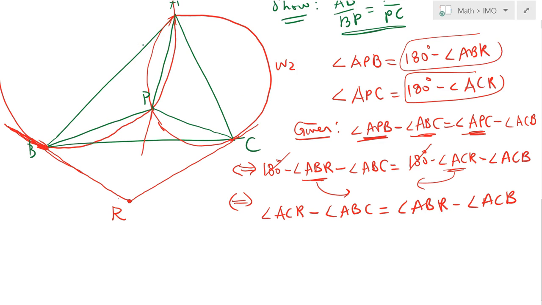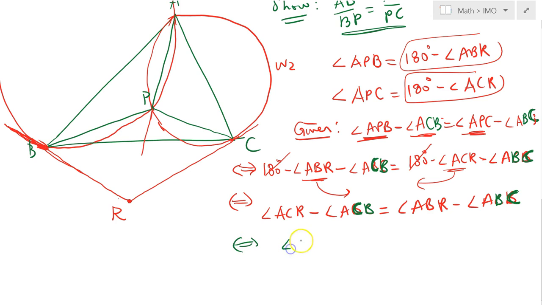So the given condition is not minus ABC, but it is minus ACB. ACB here, and this one is minus ABC. Sorry for that. So this is ABC. So this one is also ACB, and this one is ABC, and this one is ACB, and this one is ABC. Okay, so ACR minus ACB will simply give us BCR.